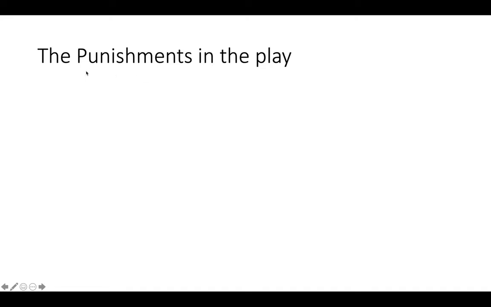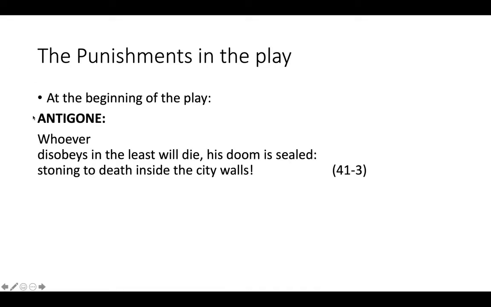So there's this law that you can't bury the rebels. The punishment at the beginning for breaking that law, Antigone articulates it: whoever disobeys the law in the least will die, his doom is sealed, stoning to death inside the city walls. So stoning to death inside the city. What does this symbolize? If this is the punishment, why have it this way? Like, why not hang them or just poison them, slit their throat, whatever?